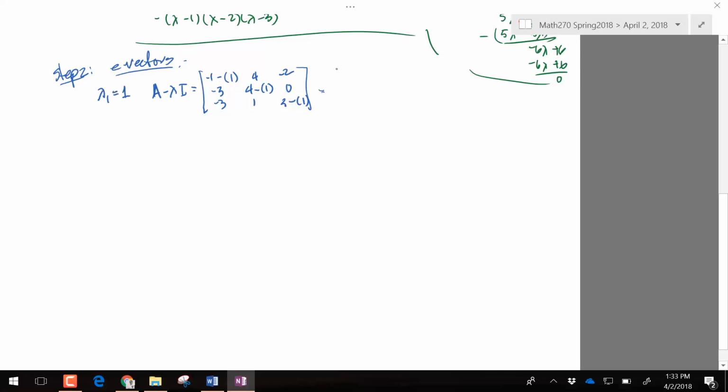So I'm going to get negative 2, 4, negative 2, negative 3, 3 and 0, negative 3, 1 and 2. Let's see. Let's multiply the top by negative 1/2. So I have a positive 1, negative 2, positive 1.